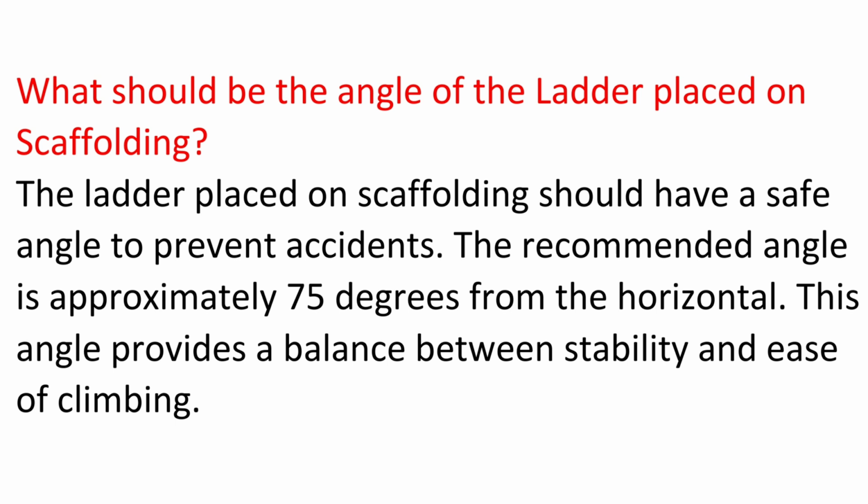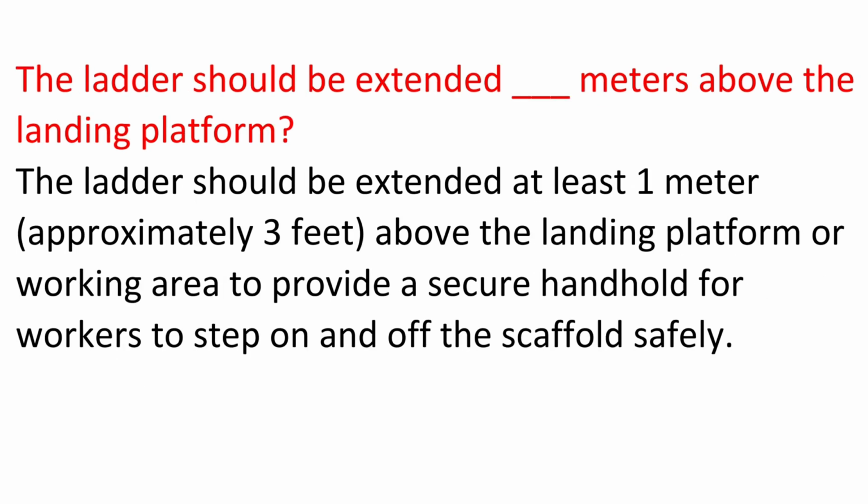What should be the angle of the ladder placed on scaffolding? The ladder placed on scaffolding should have a safe angle to prevent accidents. The recommended angle is approximately 75 degrees from the horizontal. This angle provides a balance between stability and ease of climbing. How far should the ladder be extended above the landing platform? The ladder should be extended at least 1 meter, approximately 3 feet, above the landing platform or working area to provide a secure handhold for workers to step on and off the scaffold safely.